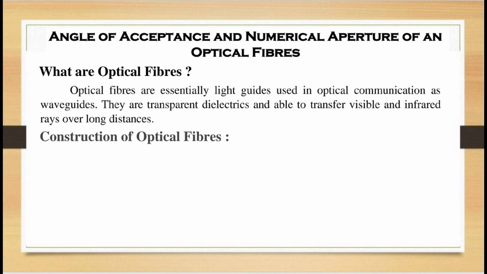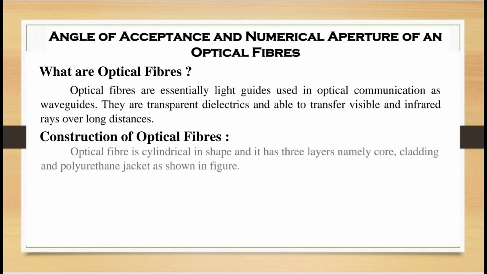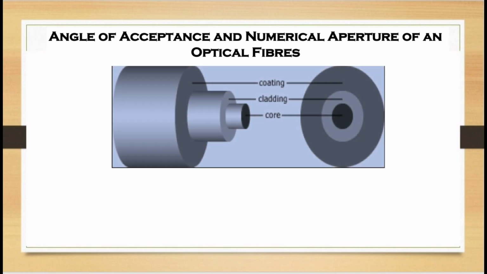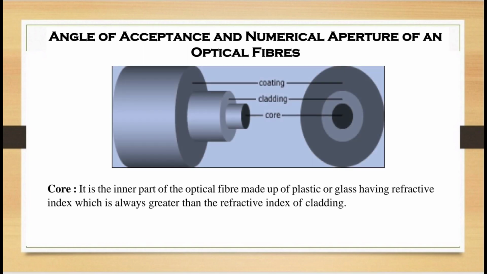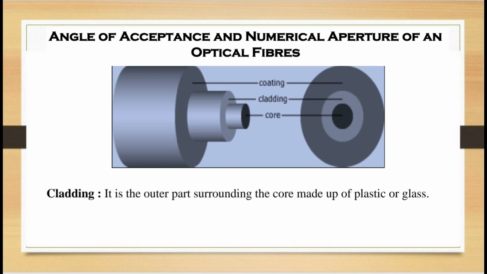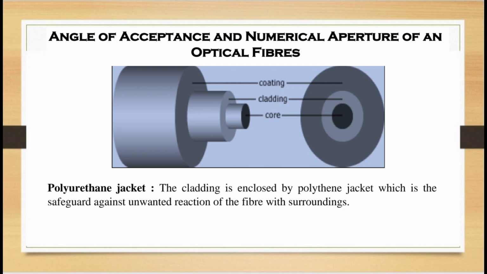Now, coming to construction of optical fibers. Optical fiber is cylindrical in shape and it has three layers, namely core, cladding and polyurethane jacket as shown in figure. So here, core is the inner part of the optical fiber made up of plastic or glass and having refractive index which is always greater than the refractive index of cladding. And cladding is the outer part surrounding the core made up of plastic or glass. And finally, the cladding is enclosed by polyurethane jacket, which is the safeguard against unwanted reaction of the fiber with surroundings. This is the construction of optical fiber.